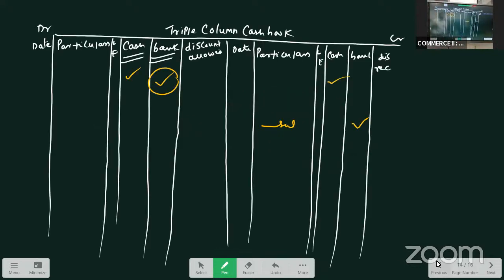Okay. Well, come back to the format of 3-column cash book. As I said, if we are receiving cash, we'll write in the cash column. If you are receiving cheque, we'll write in the bank column. If you are making any cash payment, write in the cash column. If you are making any payment through cheque, write it on the credit side, bank column. Then in this cash column, bank column, and discount column: discount allowed is an expense taken on the debit side. Discount received is an income taken on the credit side.